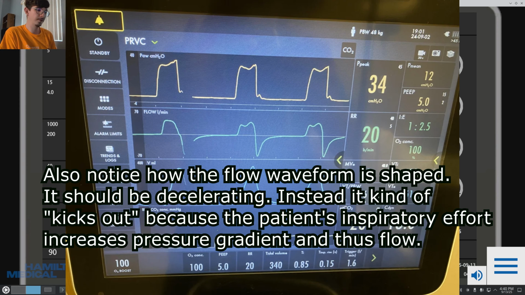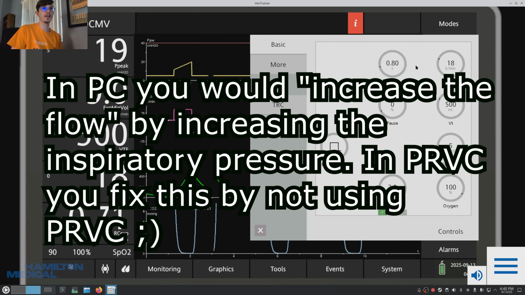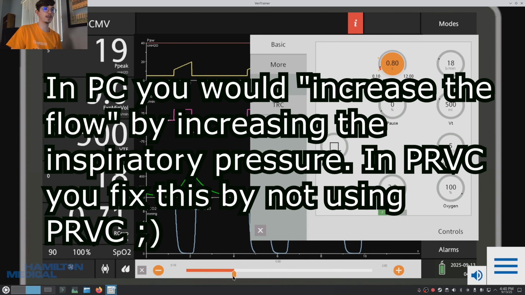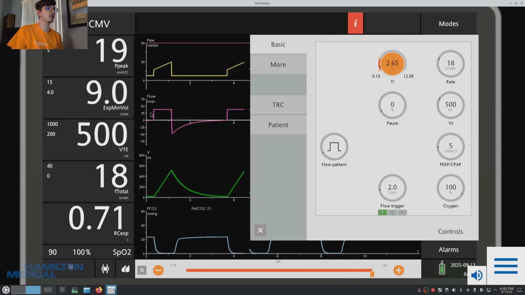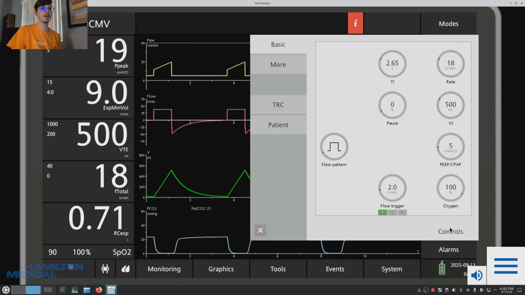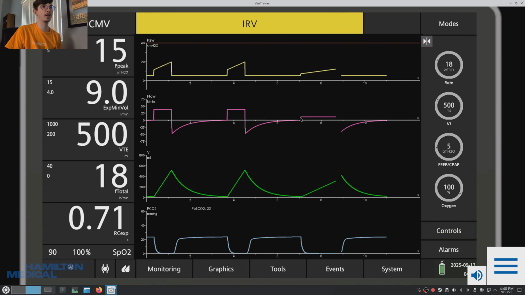This is primarily a problem in volume control, and the way you fix this is by shortening the I time or increasing the flow, depending on what your ventilator is set to. Like this one lets you set I time, so if I were to set it ridiculously high just for dramatic effect, look at how our current flow is, I don't know, 30-something, 40-ish liters per minute. That's our flow. Now look, if I stretch out the I time, look at that.